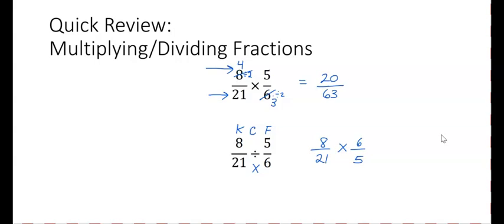I look for any cross reducing that I can do. With 21 and 6, both are divisible by 3. So if I catch that, that's great. And now I go ahead and multiply. 8 times 2 is 16, and 7 times 5 is 35. So multiplication and division of fractions, it's important we have that foundation for what comes next.